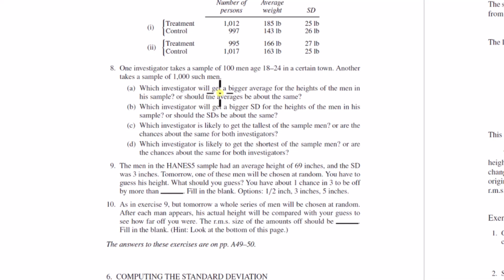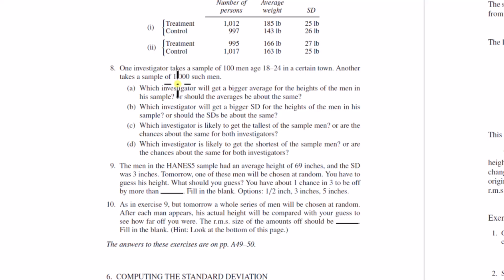Which investigator will get a bigger average for the heights of the men in his sample? Or should the averages be about the same? Okay, well, the averages should be about the same. So you're assuming in this town it's just a random sample of men, age 18 to 24. They're being selected randomly for whatever this is.